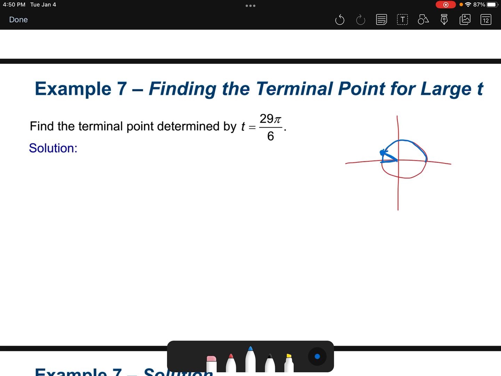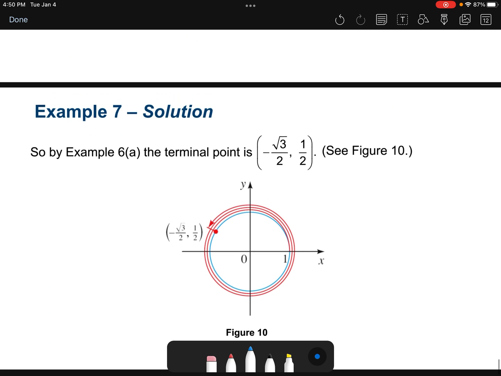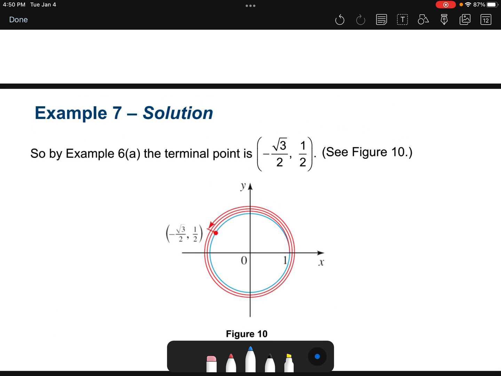So then what's that point? Well, 5 pi over 6 is pi over 6. And that's negative radical 3 over 2, positive 1/2. All right, kind of cool. And there it is. There's the answer.